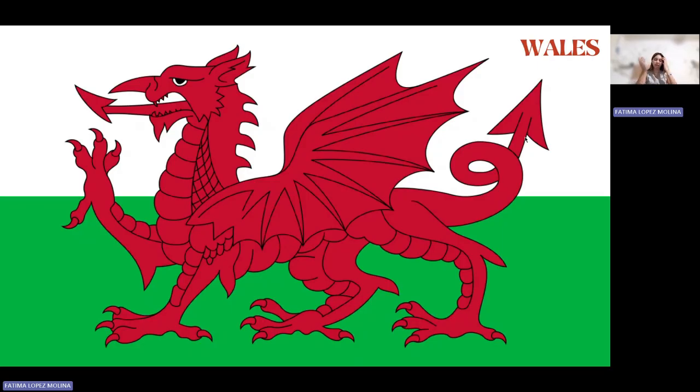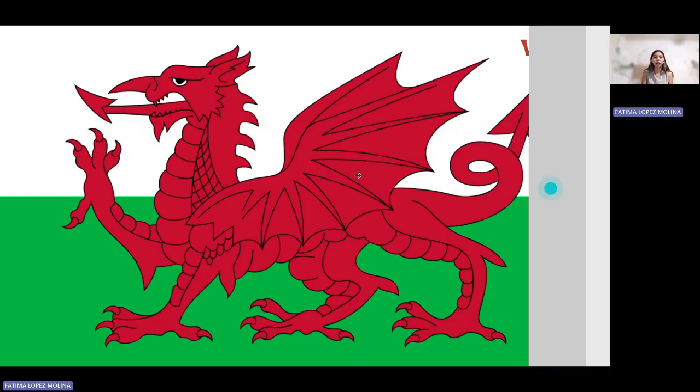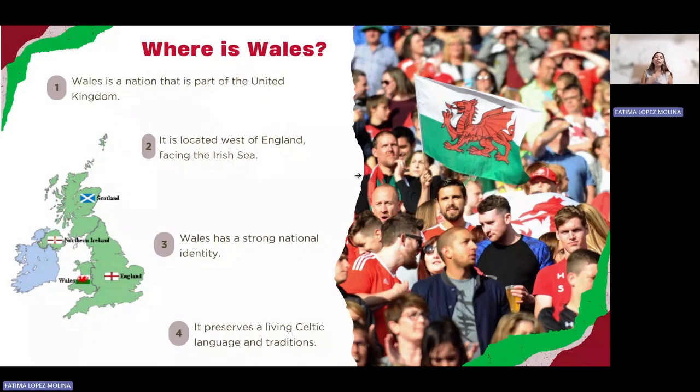Let me start with a simple question: what is Wales and where is Wales? Wales is a nation that is part of the United Kingdom. It's located in the west of England, next to the Irish Sea, and Wales has a strong national identity. It preserves a lively Celtic language and traditions, and even though it is in the UK, it has its own culture, symbols, and language today. Now, who is the most important saint in Wales? Let me tell you.